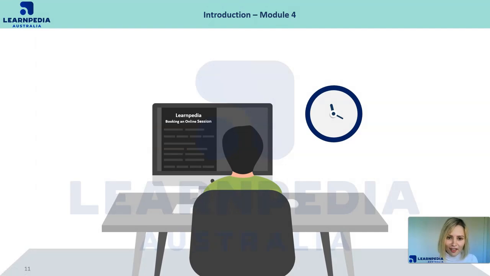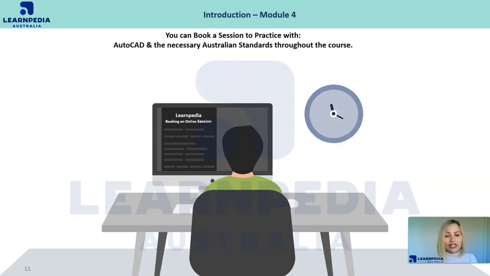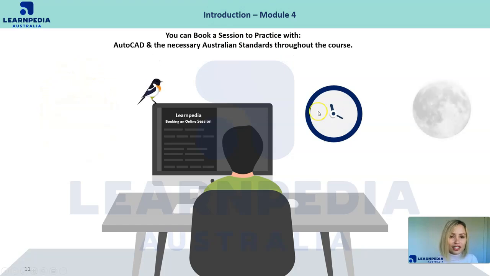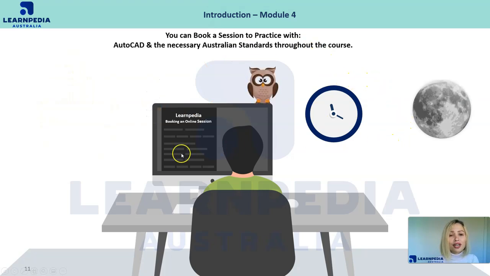Now, how can you have access to these software packages or to the standards and codes? You can just book a session to practice with AutoCAD and the necessary Australian standards and codes throughout the course. If you're an early bird, or if you work in the afternoon, you can just book a session at night, it doesn't matter what time. You can book a session anytime, 24/7, and you will have access to the codes and the software packages to practice with them.